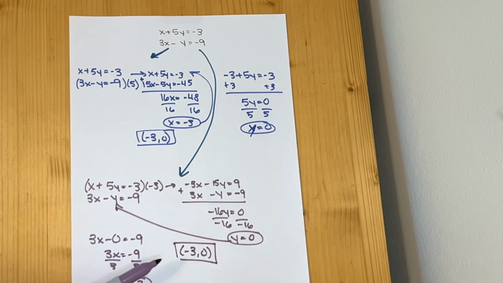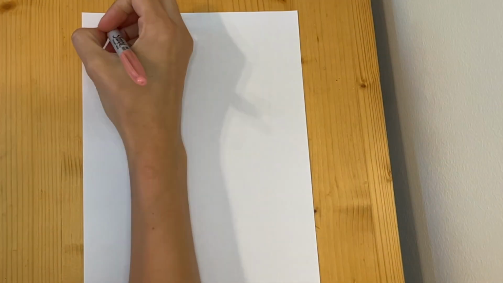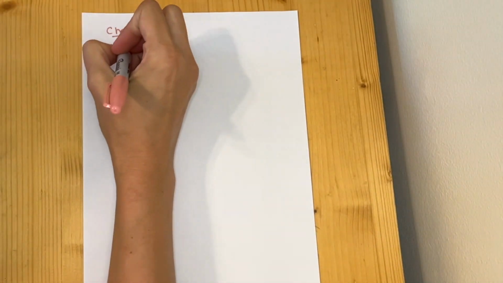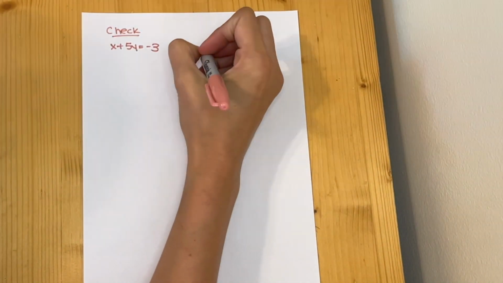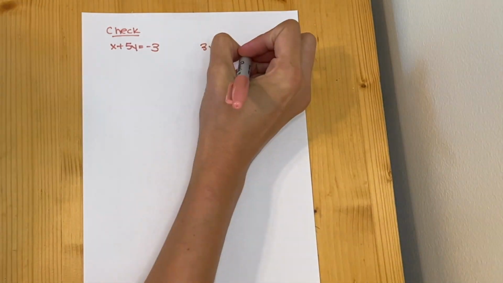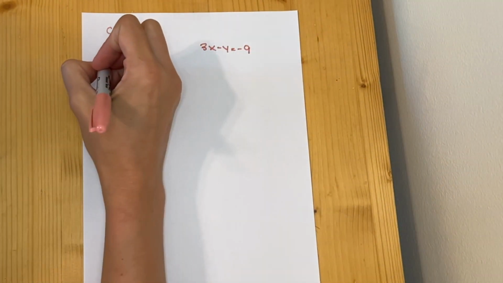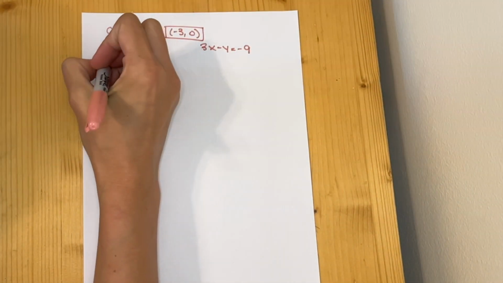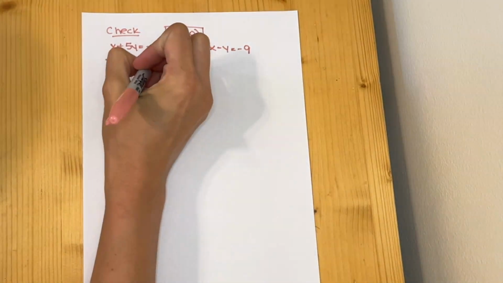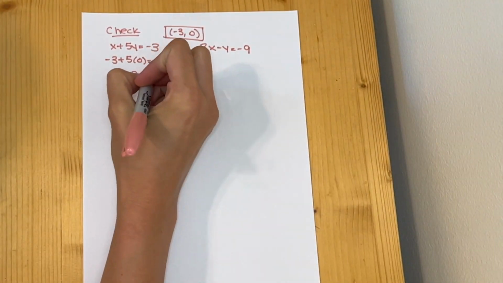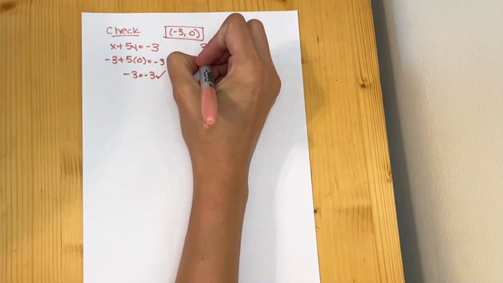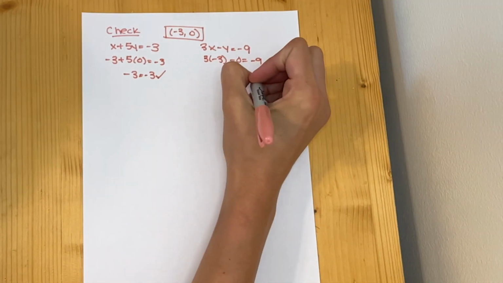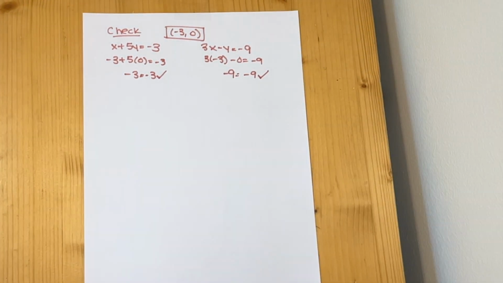Now, let's check this system using that solution. So I'm going to plug in negative 3 for x and 0 for y. There are my two equations that are in my system. Here's the ordered pair that we're using. So we have negative 3 plus 5 times 0 equals negative 3, giving us negative 3 equals negative 3, check. And then negative 3 times negative 3 minus 0 equals negative 9, negative 9 equals negative 9, check.